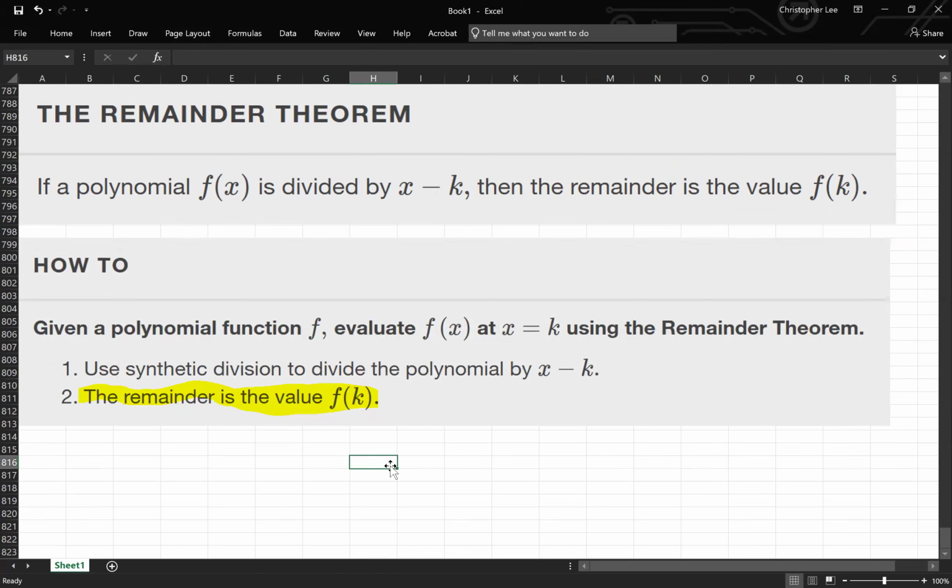All right, so given a polynomial function f, we want to evaluate f of x at x equal to k using the remainder theorem. First, you want to use synthetic division to divide the polynomial by x minus k. And two, the remainder is the value of f of k. That's simple.